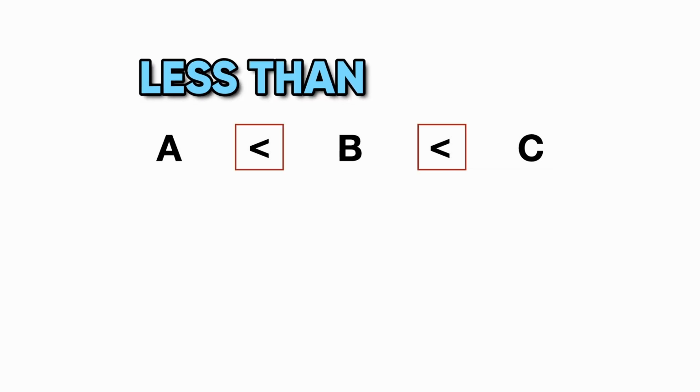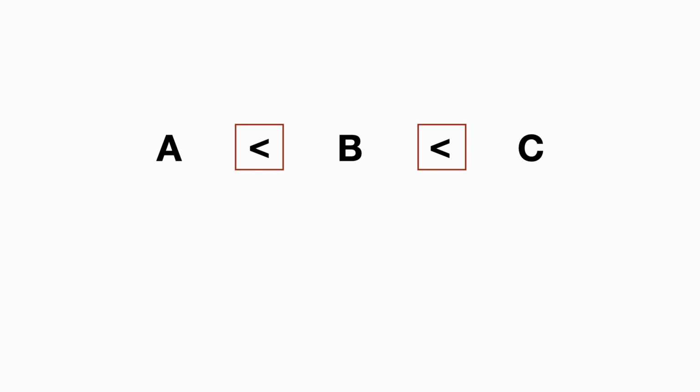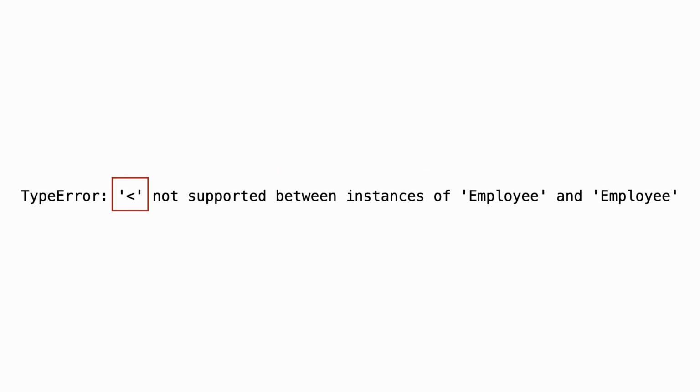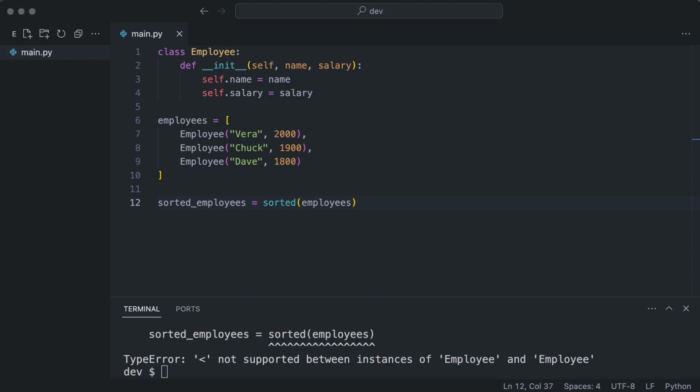Actually, the less than operator is the key to sort in Python. All objects in sortable lists need to support this operator. And according to the error message, the Employee class does not support it yet. But I will fix this.